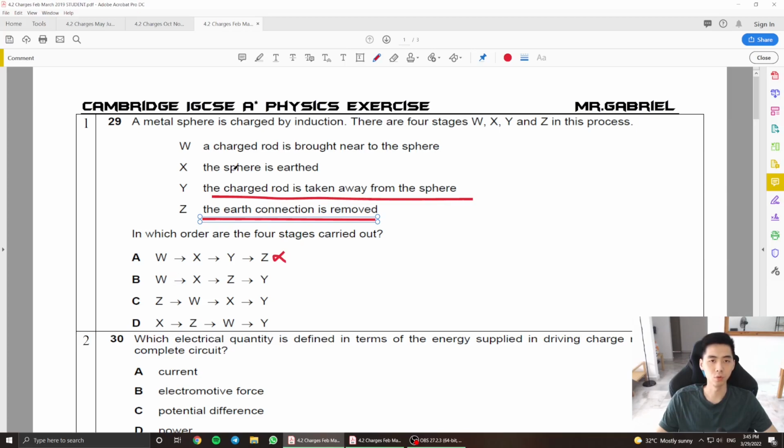Okay. So then after that, it's a matter of which one is first, right? A charged rod is brought close to the sphere, the sphere is earthed. Yeah, B is obviously going to be the answer in this case. Z, remove first, is definitely impossible. This one, remove before you bring the thing close, is impossible. B is the definite answer here, guys.